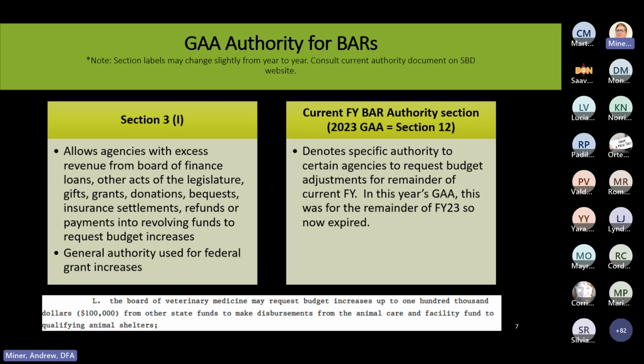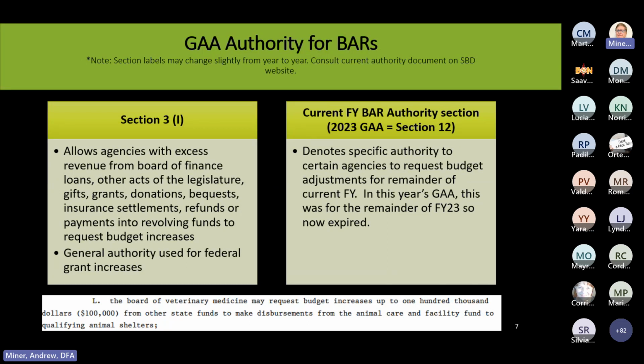On the right, you get into the current fiscal year BAR authority section. This year, in the 2023 GAA, it's Section 12. Like I said this morning, that's specific authority for certain agencies to request budget adjustments for the remainder of the current fiscal year. So for this year's GAA, this section applied to the rest of FY23. FY23 is now over, right? We're in FY24, so this section is now expired. You can't use anything from this section to do a BAR anymore.